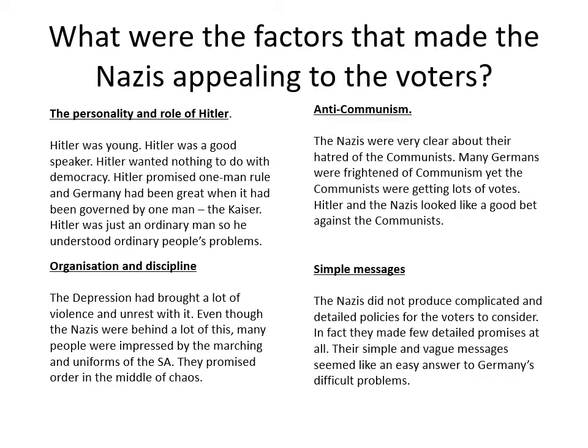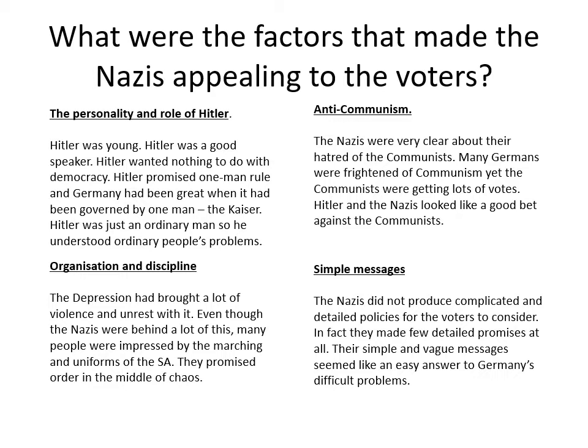And Hitler was also anti-communist. The Nazis were very clear about their hatred of the communists, and many Germans, after 1929, were frightened of communism, yet the communists were getting lots of votes. So Hitler and the Nazis looked like a good bet against the communists. Remember, the communist agenda would be to share wealth equally within Germany, and that would obviously damage the middle classes. It would damage the wealthy. So they were looking for a party that would be a good bet against communist rule in Germany, and the Nazis looked like the best bet.